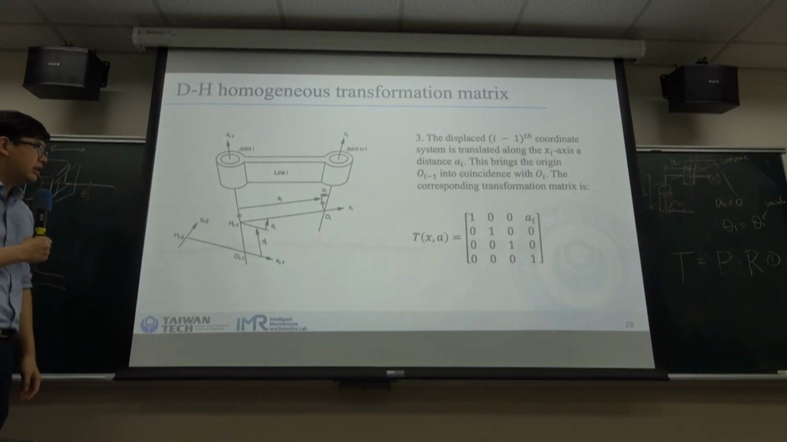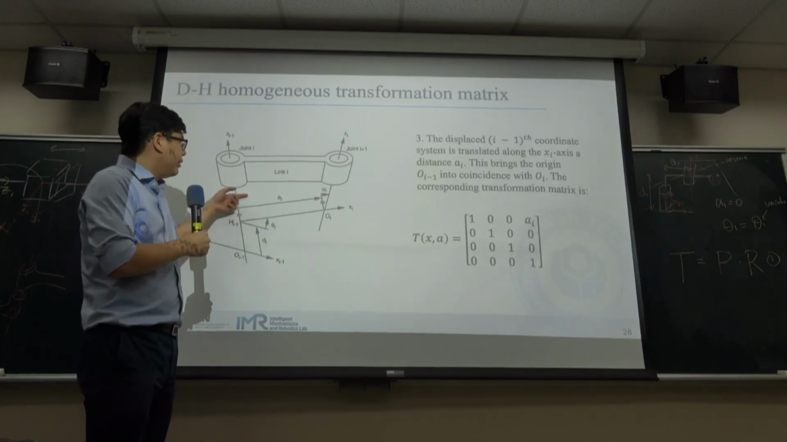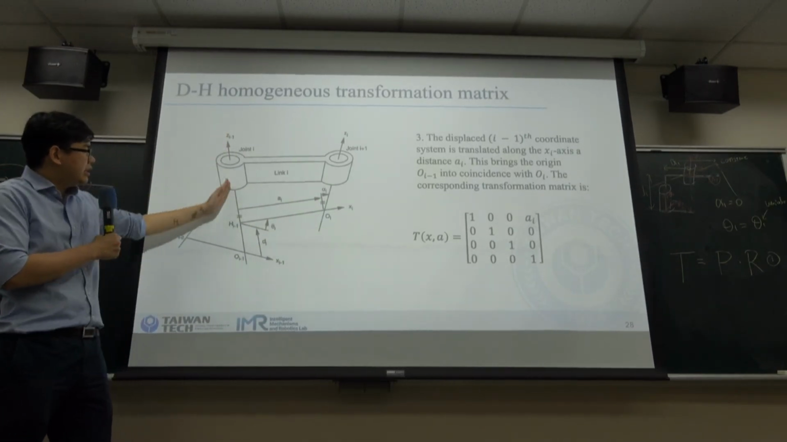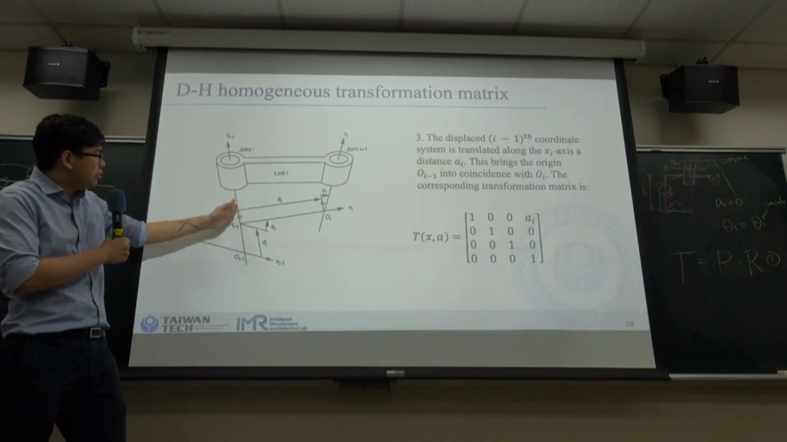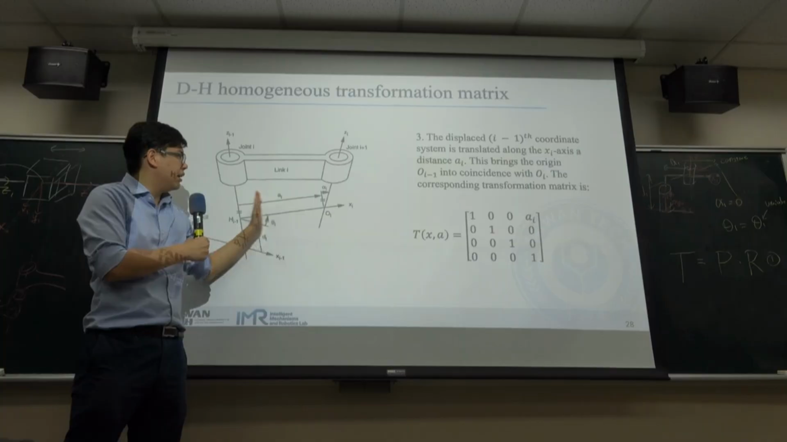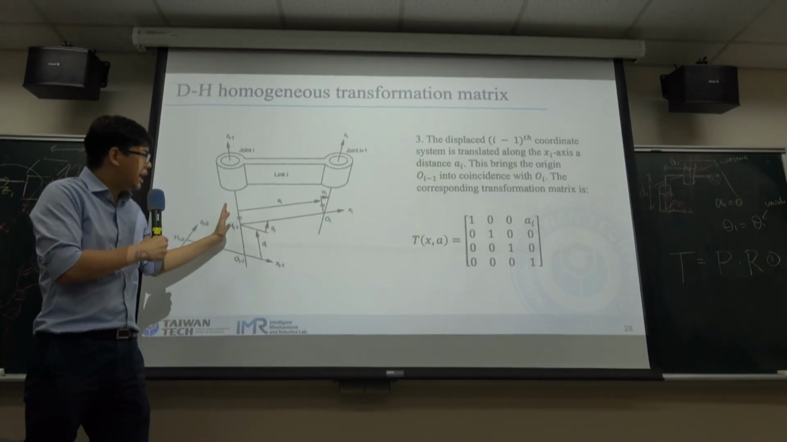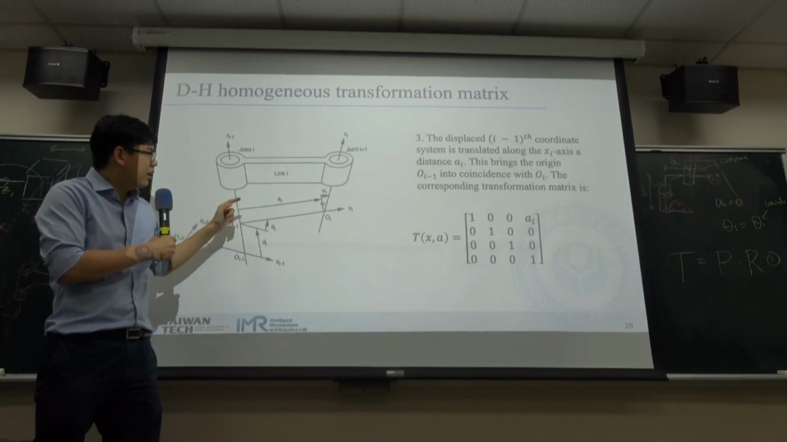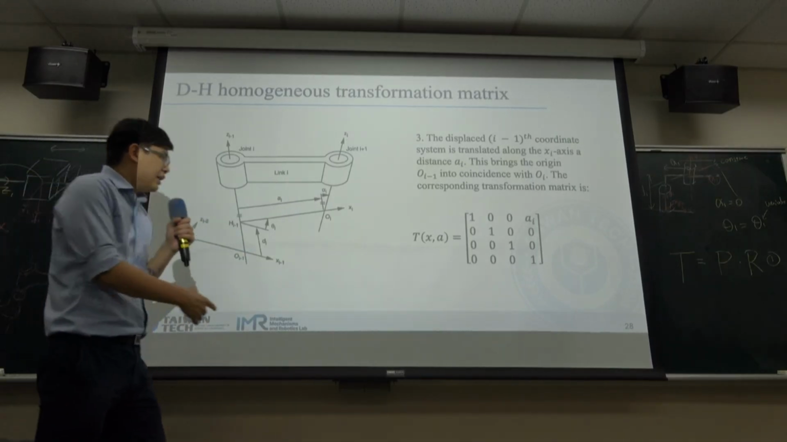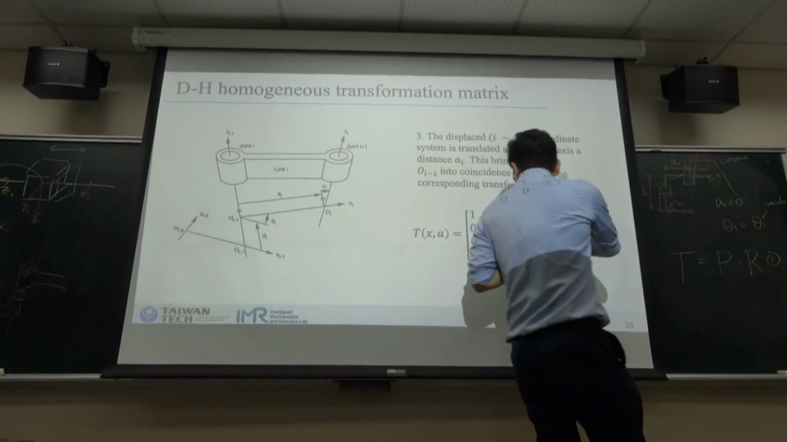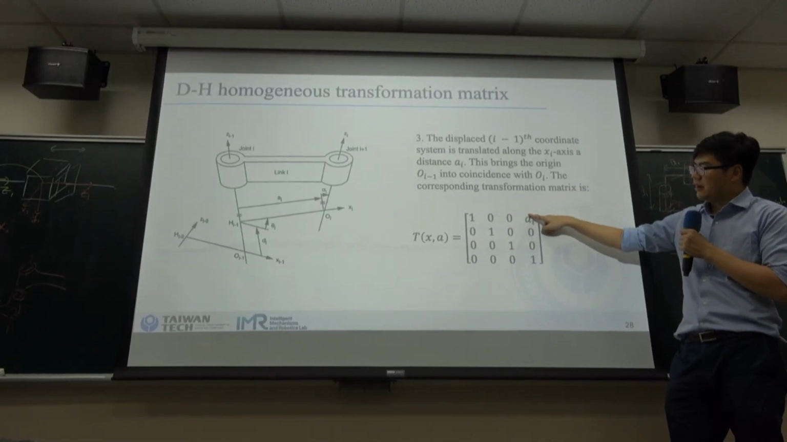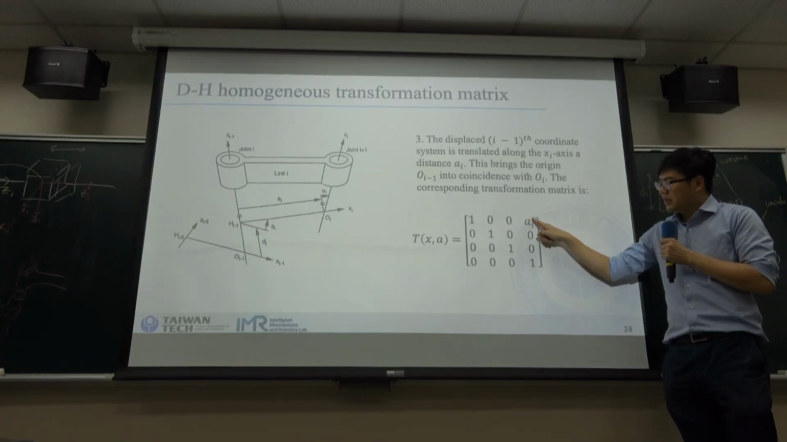And the third one is the A, it's here. So this is the distance between the two z-axes, z_{i-1} and z_i. So it translates A along the x. So we know that it translates A along x.